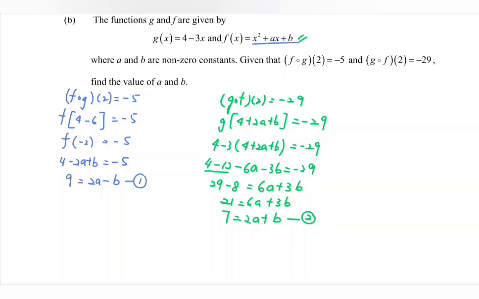So kindly make use of the first and second equations. Number 1 plus number 2. So 9 plus 7, we have 16. 2a plus 2a, we have 4a. So a is equal to 4. Substitute a equals 4 into number 1. So 9 is equal to 8 minus b. So b will be equal to -1.